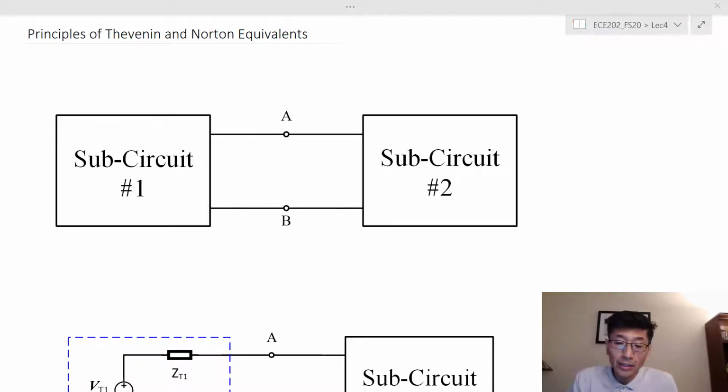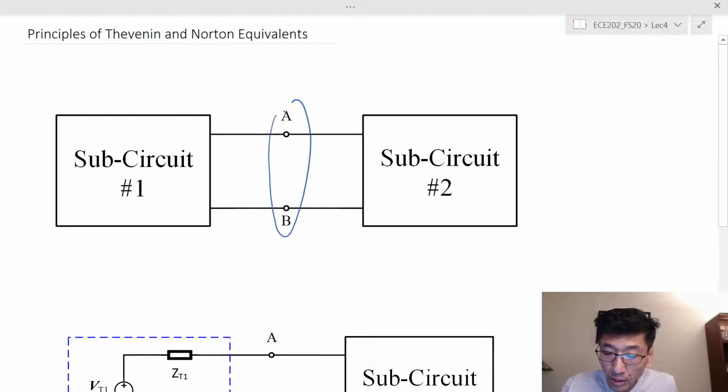Now let's look at the Norton Thevenin equivalent circuits. And here the setup is I have two sub-circuits, a conceptual representation of the actual applications. If I have sub-circuit 1 connected with sub-circuit 2 at this interface of the pair of nodes A and B. Okay. And in actual applications, you may have a very complicated system.